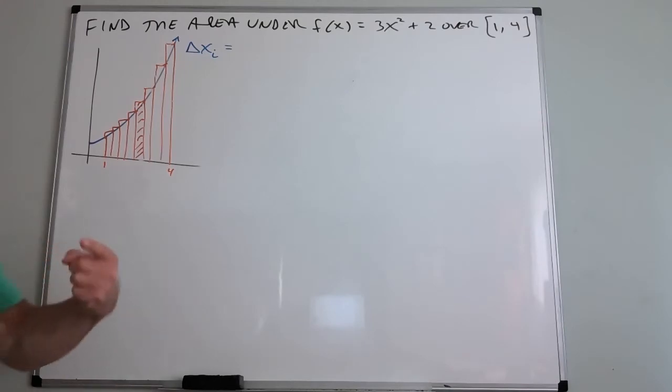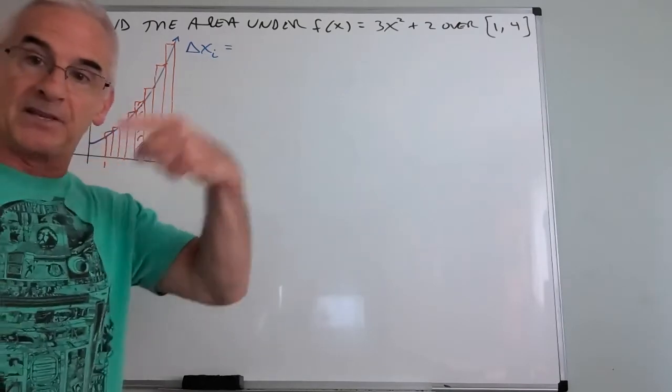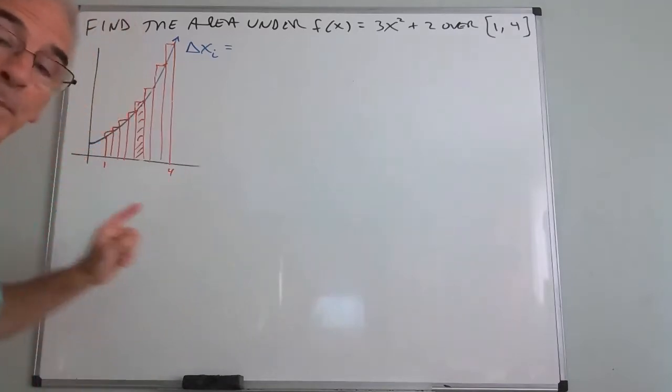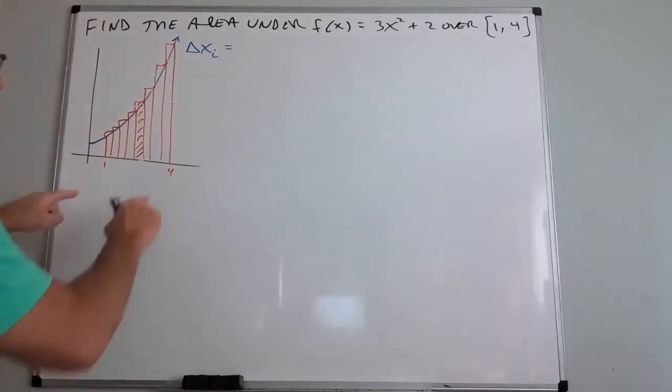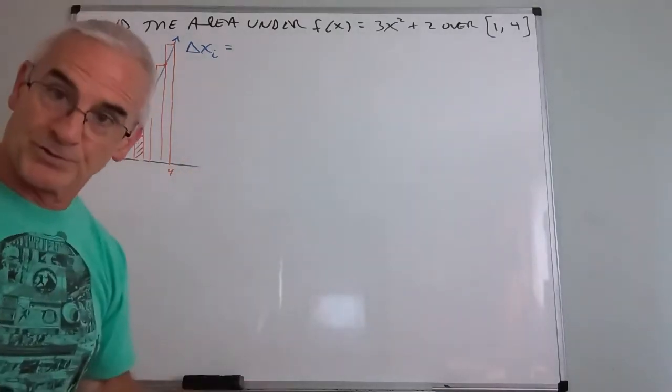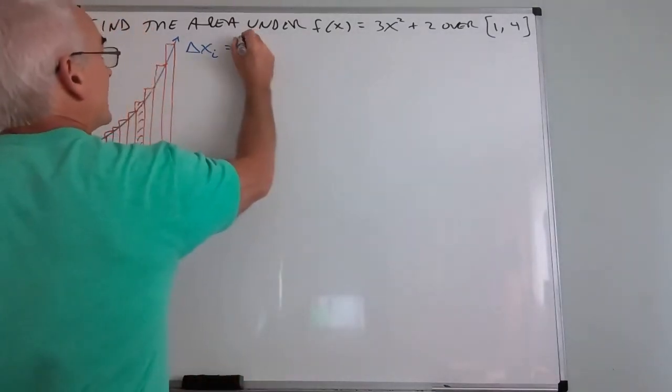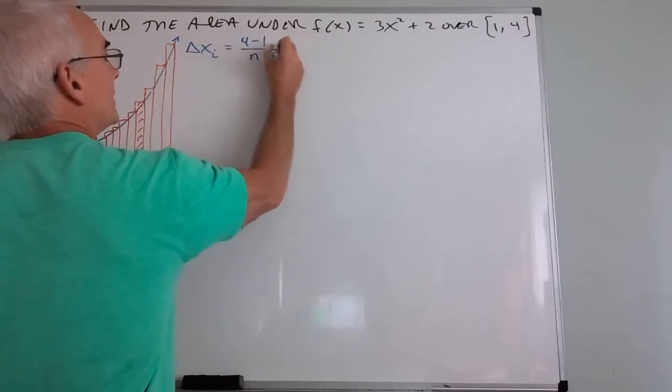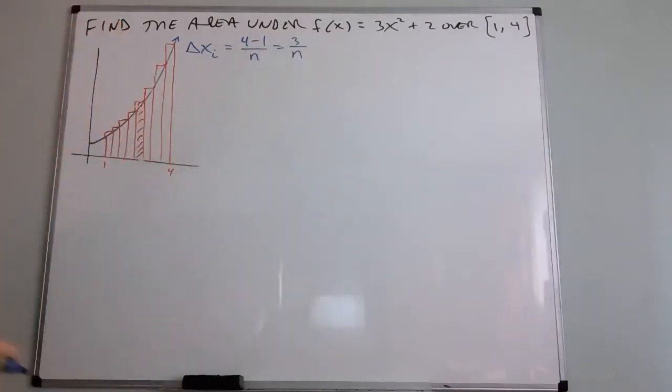Yes, delta x_i is the x_i coordinate minus the x_(i-1) coordinate. But because all of these are equal widths, all I need is the length of the interval divided by the number of rectangles, which was n. So this will simply be 4 minus 1 over n. Oh, okay, that made it easy.